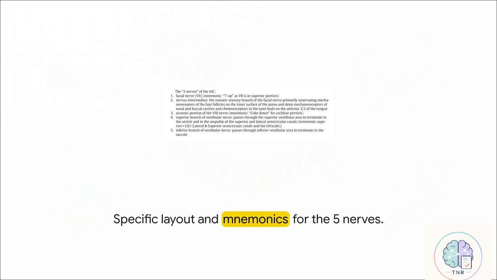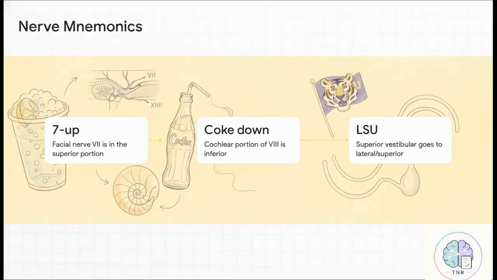Then we've got the acoustic portion of cranial nerve 8, right alongside the superior and inferior branches of the vestibular nerve, and each of these terminates in very specific semicircular canals and structures of the inner ear. Now, in the high-pressure environment of an operating room, surgeons need absolutely foolproof ways to remember this microanatomy. Interestingly, the source reveals they actually rely on everyday brands for life-saving mnemonics.